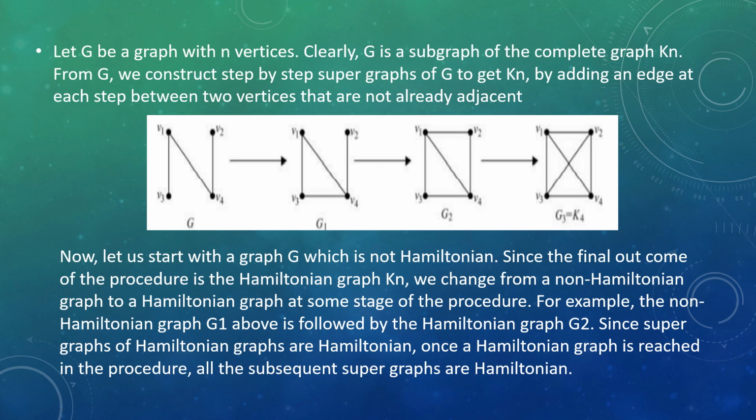For example, the non-Hamiltonian graph G1 above is followed by the Hamiltonian graph G2. Since supergraphs of Hamiltonian graphs are Hamiltonian, once a Hamiltonian graph is reached in the procedure, all the subsequent supergraphs are Hamiltonian.